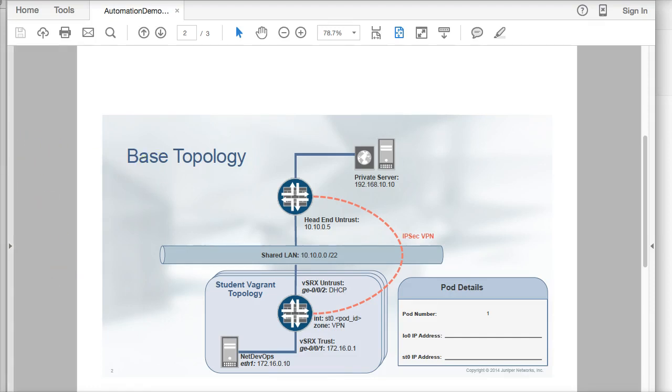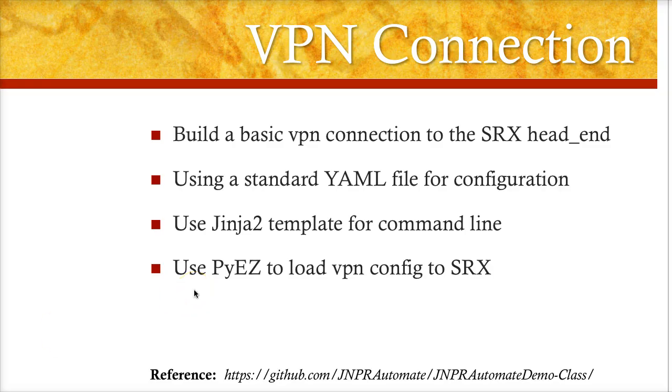Let's go back to the VPN connection configuration. This is how we're going to do it. We want to build a basic VPN connection to the SRX head end. Today we are not going to use Ansible, but we are going to use another way to do the automation, which is using a PyEZ program.